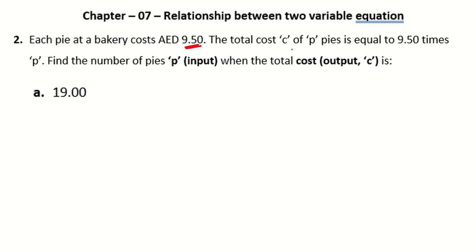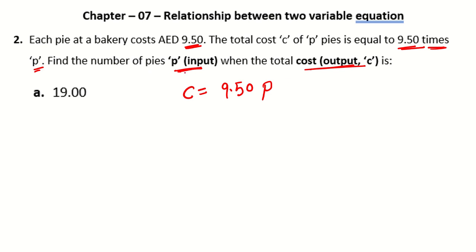Okay. Next: each pie at a bakery costs 9.50 dirham. The total cost C of P pies is equal to 9.50 times P. Now you see, here they have not given the equation, so we'll write the equation. C is equal to 9.50 times P. Times means multiply. Now P is the input and C is the output, or P is the independent variable and C is the dependent variable.